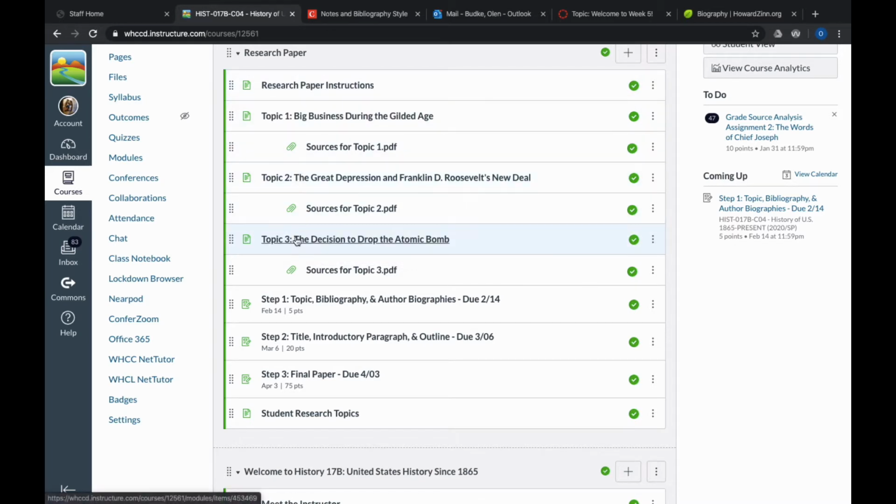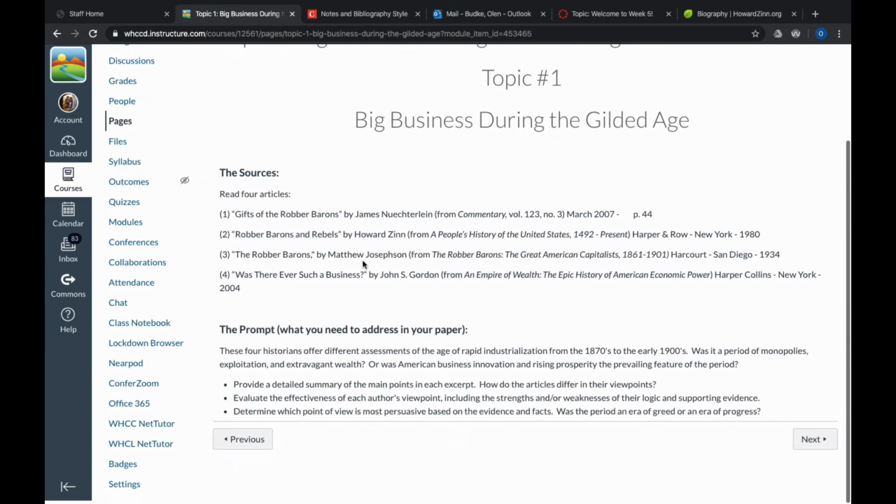Okay, so you'll choose one. That takes care of the first part of step one. Now you need to create a bibliography and author biographies. So let's look at this page for topic one. Let's say you chose big business during the Gilded Age. Okay, here is your prompt.